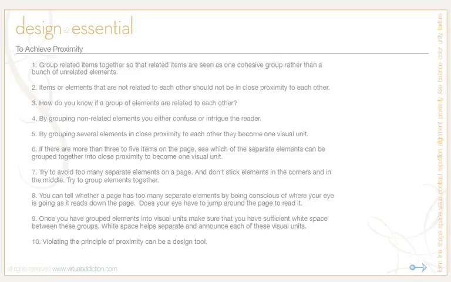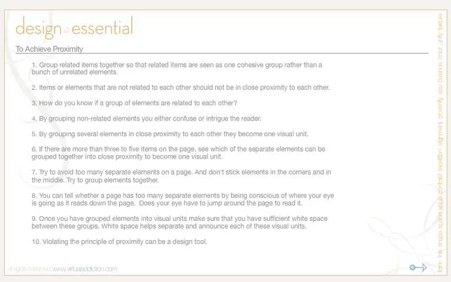By grouping several elements in close proximity to each other, they become one visual unit. If there are more than 3 to 5 items on the page, see which of the separate elements can be grouped together into close proximity to become one visual unit. Try to avoid too many separate elements on a page, and don't stick elements in the corners and in the middle. Try to group elements together.